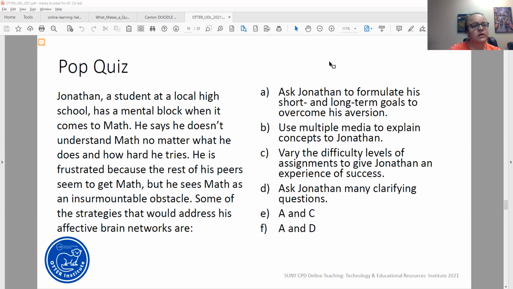All right, we have some B, some E's. All right, we're all over the place. Okay, B, F, D. All right, so before I go any further, let me first talk about the affective brain networks. Affective brain networks is the motivation, the emotional, how it affects me.